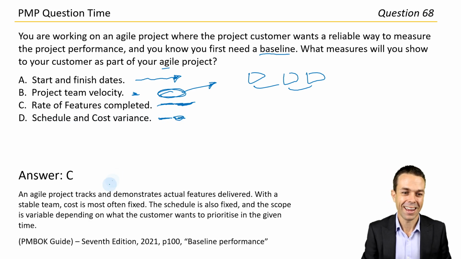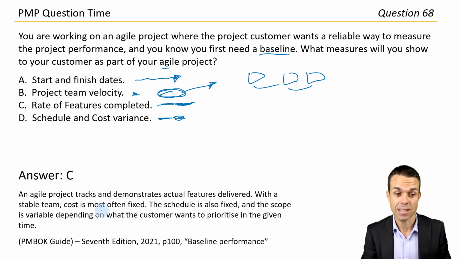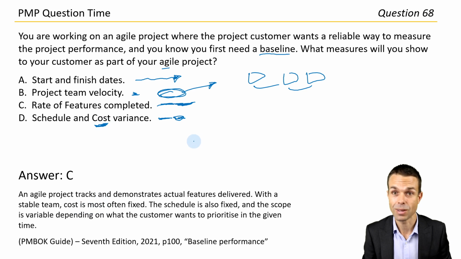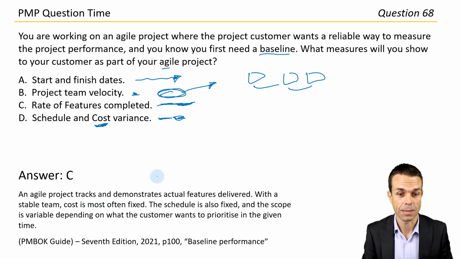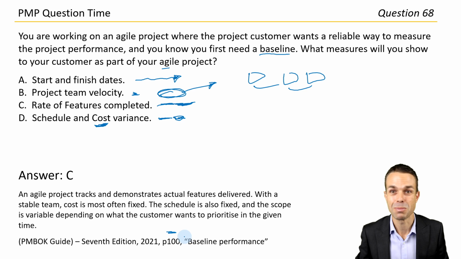Wonderful work. An Agile project tracks and demonstrates the actual features delivered. With a stable team, cost is most often fixed. Oh, so that's good to know. Not really cost variance because cost is fixed. Our team is stable. We just deliver features until we run out of money. The schedule is also fixed and the scope is variable depending on what the customer wants to prioritize in the given time. So the scope is the thing that changes. Page 100 under baseline performance in the PMBOK Guide.